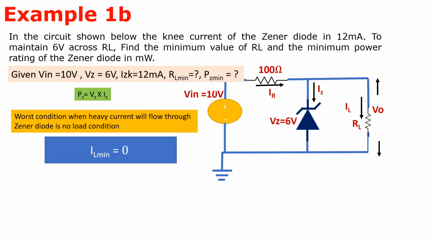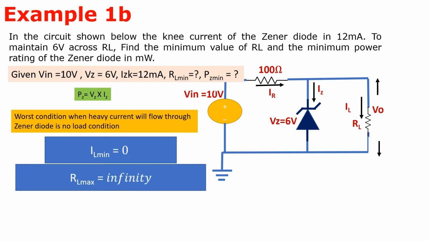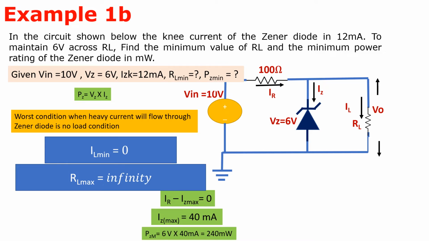So here we are considering IL equal to 0, IL min equal to 0, and RL max is infinity. So IR is equal to IZ max. The maximum current, that is, we already calculated IR, it was 40 milliamperes. So my maximum current for this Zener diode should be 40 milliamps. We will take a Zener diode with the maximum current value 40 milliamps, and corresponding to that, the minimum power for a 6 volt Zener voltage will be 240 milliwatts. So this is the minimum power rating of the Zener diode.